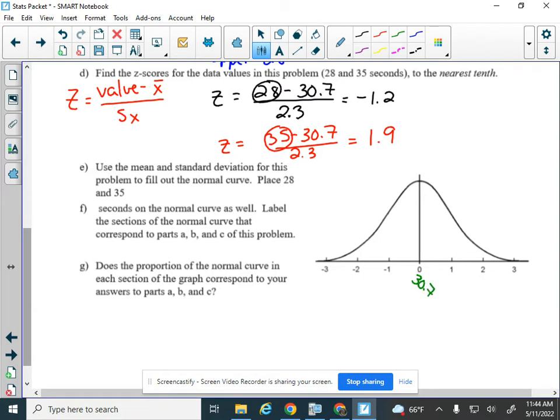Then we're going to add and subtract one standard deviation. So I'll write that down. We have 30.7. We are going to add and subtract the 1.9. So that is going to give me 30.7 minus 1.9, which is 28.9 here. Okay, so 28.9, that's not correct.